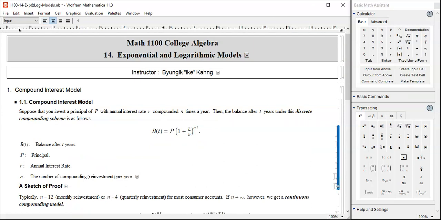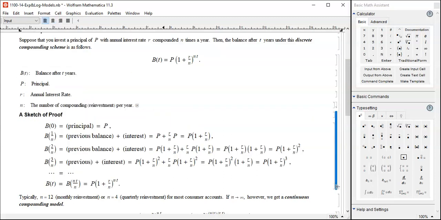Now, at the end of each compounding period, interest will be added in. That's the idea. So initially we only have principal, but one month later or one quarter later, any one investment period later, it grows by the interest rate times the previous principal. So the interest rate over n times the previous principal. That much grew.